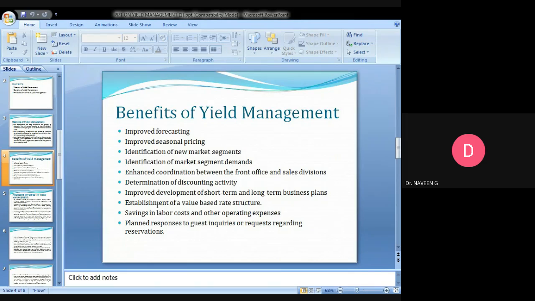And the next one is planned responses to guest inquiries or requests regarding reservation. Yield management will also influence the reservation system, because in the time of festival season, all the buses will be reserved and hotels will be reserved. So at the moment when reservation is improving, the service industry has to feel that they can earn profit or maximize their revenue. So these are certain benefits of yield management.